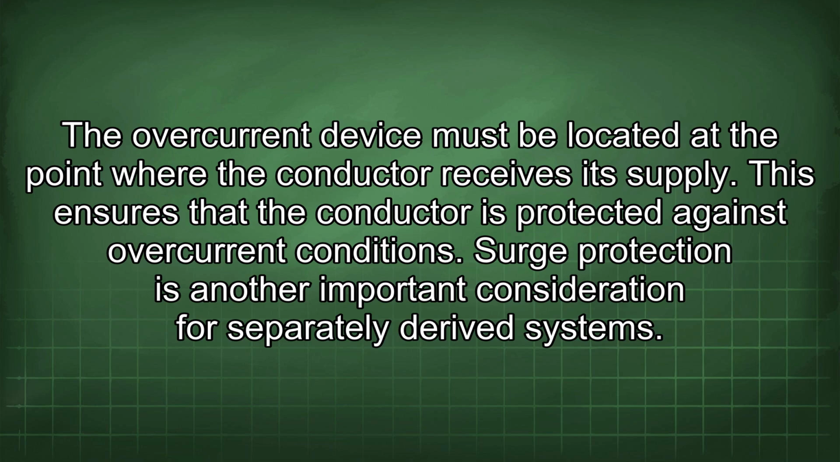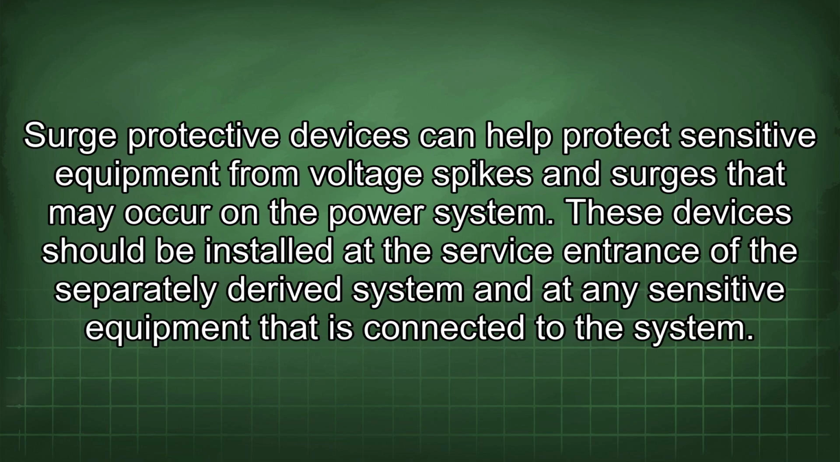Surge protection is another important consideration for separately derived systems. Surge protective devices can help protect sensitive equipment from voltage spikes and surges that may occur in the power system. These devices should be installed at the service entrance of the separately derived system and at any sensitive equipment that is connected to the system.